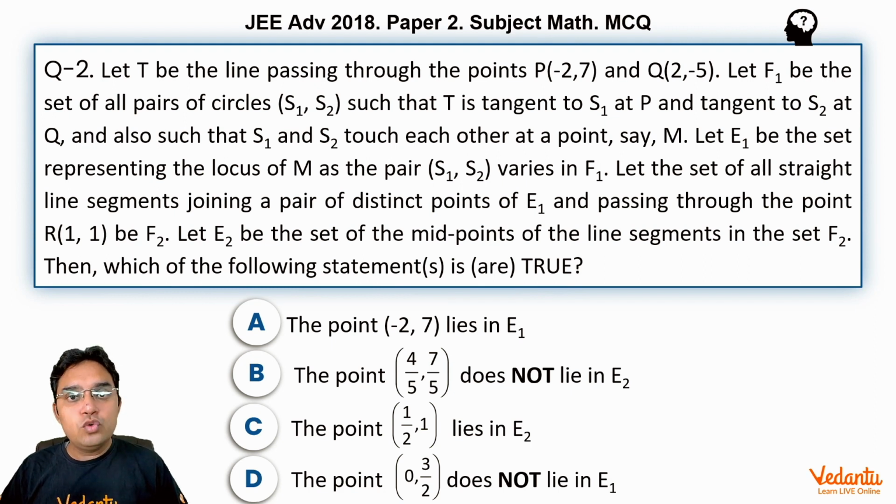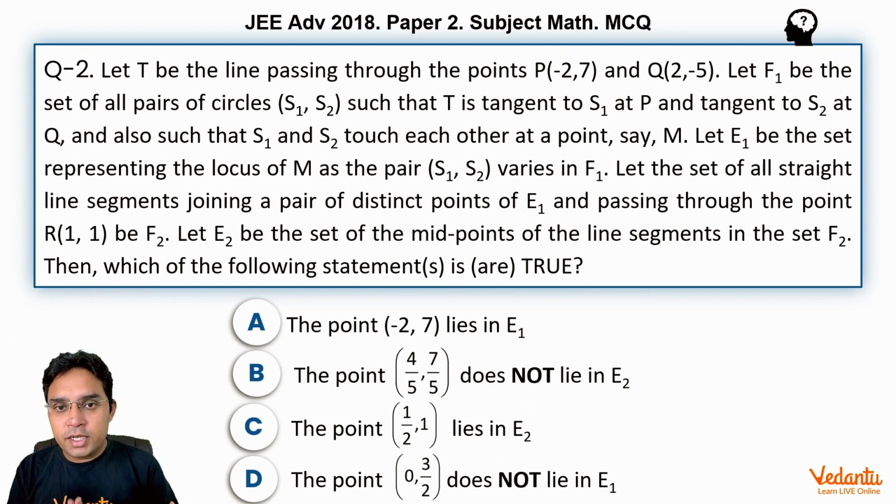A, the point (-2, 7) lies in E1. B, the point (4/5, 7/5) does not lie in E2. C, the point (1/2, 1) lies in E2. D, the point (0, 3/2) does not lie in E1.